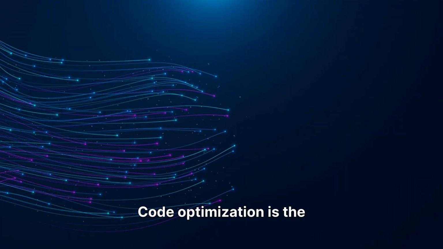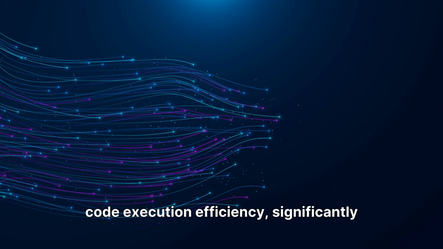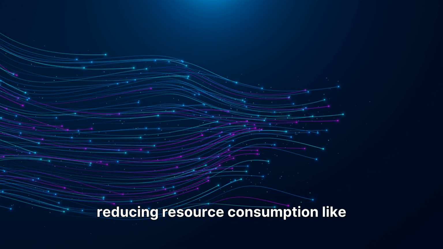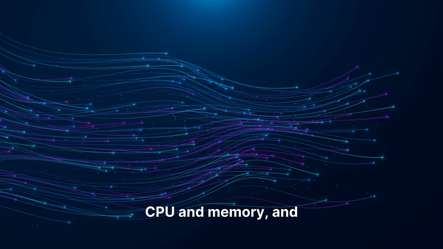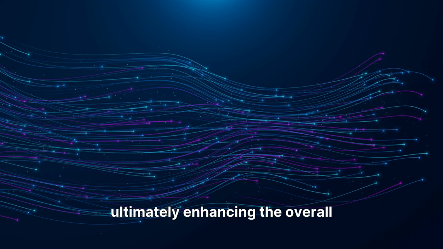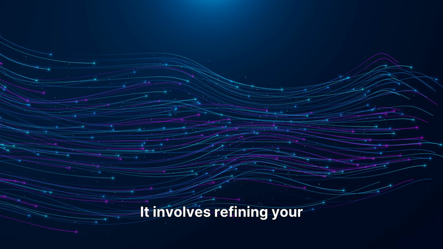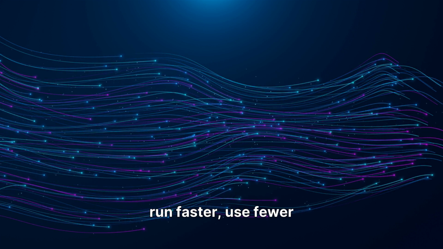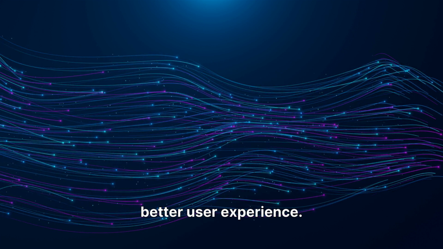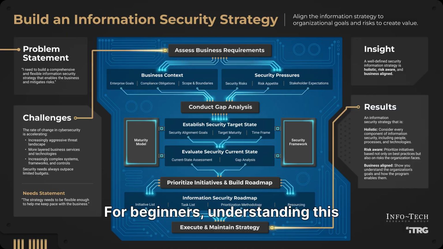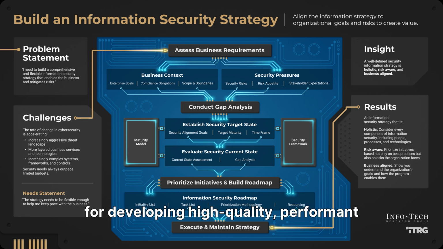Code optimization is the systematic process of improving code execution efficiency, significantly reducing resource consumption like CPU and memory, and ultimately enhancing the overall performance of your software. It involves refining your code to make it run faster, use fewer resources, and deliver a better user experience. For beginners, understanding this fundamental concept is the crucial first step towards building better applications and games. Grasping the principles of optimization early on will lay a strong foundation for developing high-quality, performant software throughout your career.